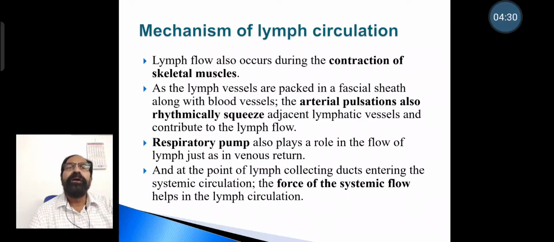Lymph flow also occurs during contraction of the skeletal muscles. As the lymph vessels are packed in a fascial sheath along with the blood vessels, the arterial pulsations also rhythmically squeeze adjacent lymphatic vessels and contribute to the lymph flow. The respiratory pump also plays a role in the flow of lymph, just as in venous return. And at the point where lymph collecting ducts enter the systemic circulation, the force of systemic flow also helps in the lymph circulation.